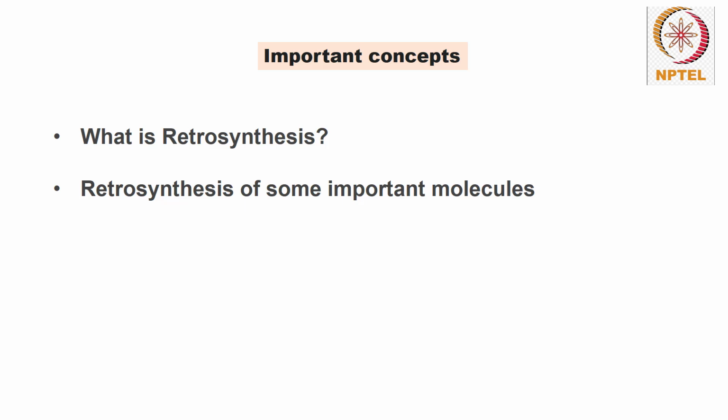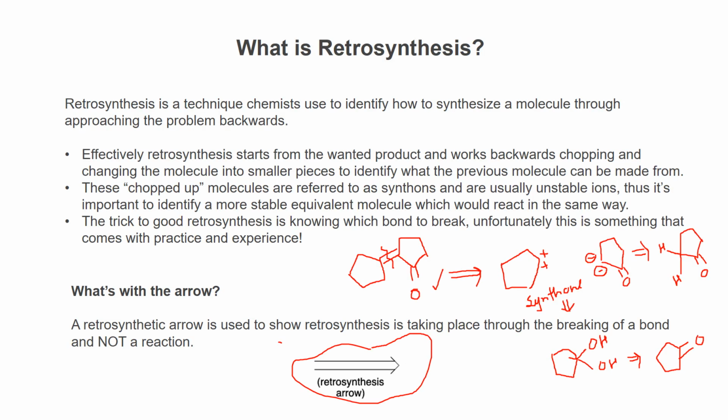So today I will discuss what is retrosynthesis, which we have discussed earlier also, and the retrosynthesis of some important compounds. So what is retrosynthesis? We discussed this yesterday also, but just for a recap I am discussing it again. Retrosynthesis is a technique which chemists use to identify how to synthesize a molecule by approaching the problem backwards. Effectively, retrosynthesis starts from the wanted product and works backward, chopping the molecule into smaller pieces to identify what the previous molecule can be made from.